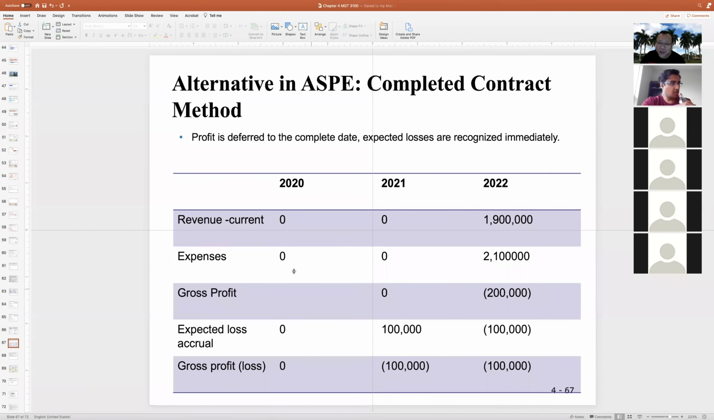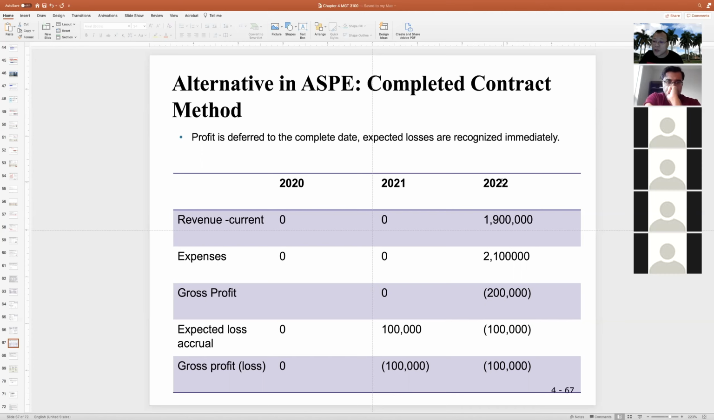And then in 2021, we realized, based on the information available at the end of 2021, this is an onerous contract. So then you have to recognize the full loss. You debit expenses, expected loss, for 100,000, and you credit the provision for the construction contract. So you recognize the expected loss right away. This is similar to the IFRS requirement for the percentage of completion. You always recognize the loss the minute you know this information.